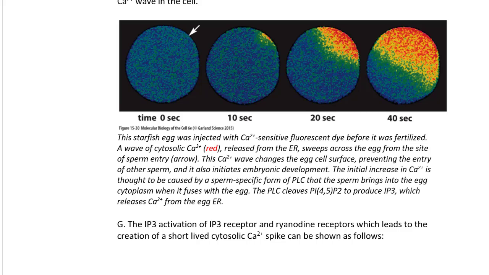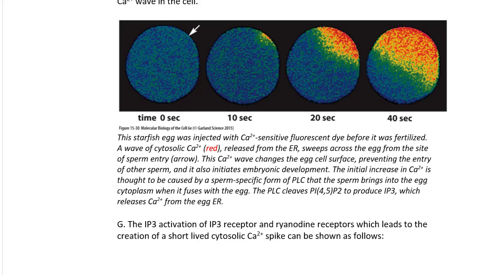So in this picture, the orange, yellow, red is calcium. Let's read the legend here. This starfish egg was injected with calcium-sensitive fluorescent dye before it was fertilized. So that's the dye that's coming up, kind of a reddish, orange, yellow color. The more reddish it is, the higher the concentration of calcium.